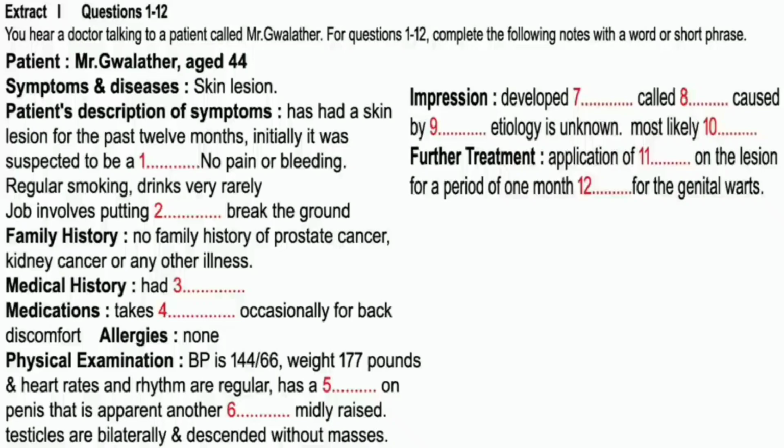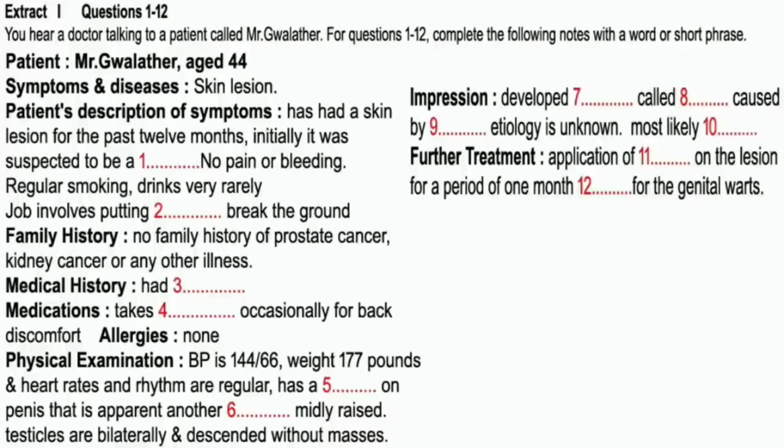Okay, what's your age? 44, doctor. Do you drink or smoke? I'm a regular smoker, but drink very rarely. Where do you work? Actually, I do dynamite work, and in fact, putting in the dynamite in large holes for breaking ground for laying pipelines. I do frequent traveling for this work. Does anyone in your family have prostate cancer, kidney cancer, or any other illness? Nothing of such kind, doctor.